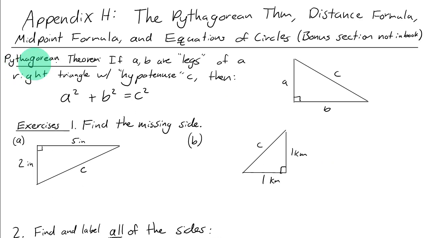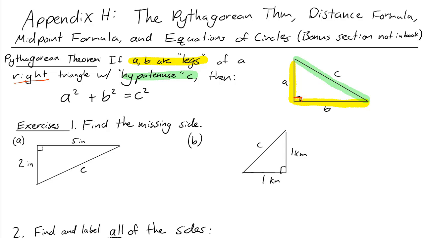So what the Pythagorean theorem says is that if A and B are the legs of a right triangle, that means the sides next to the right angle, then the hypotenuse, C, the opposite side over here, is going to be, if you square C, you'll get the same thing as A squared plus B squared. And this is true with any right triangle. It has to have a 90-degree angle over here.